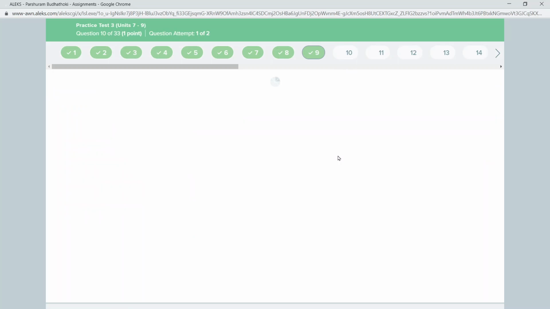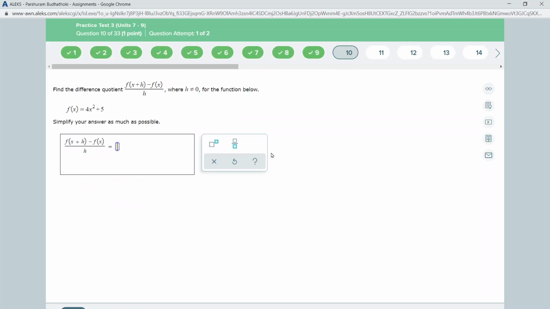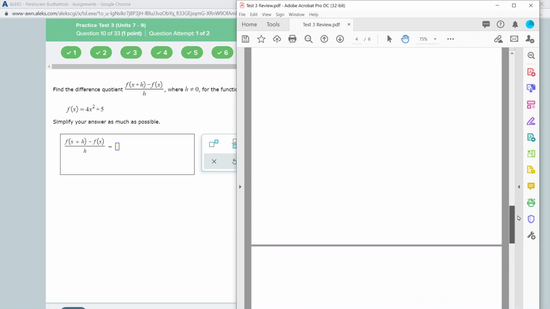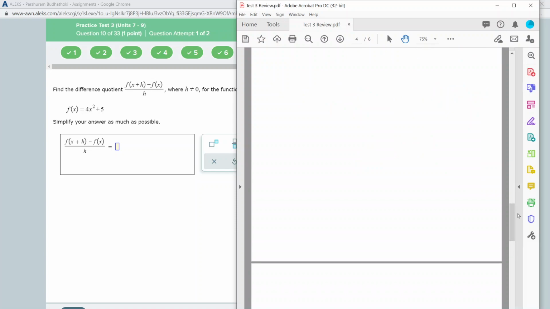Go to the next problem, problem 10. You have to find this expression. This is called the difference quotient. I'm going to use my notebook here. That's problem 10. Our function is given, f of x is 4x squared plus 5. My pen is not working, so let me just fix it.